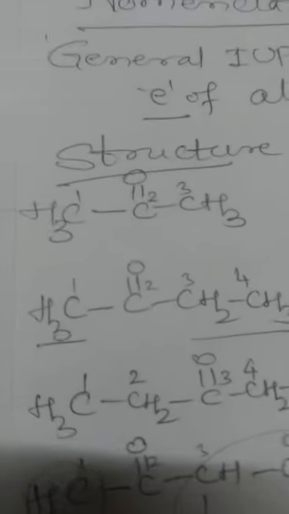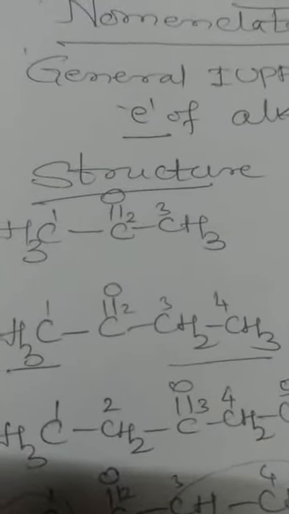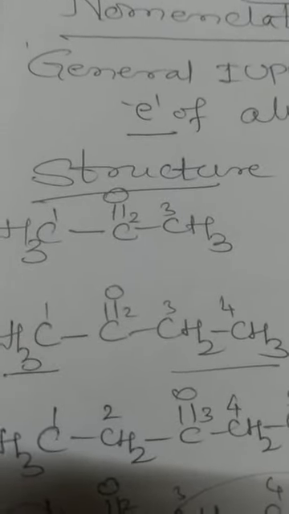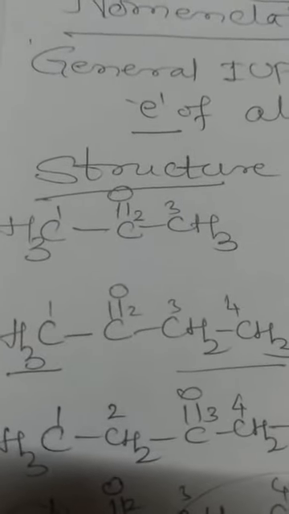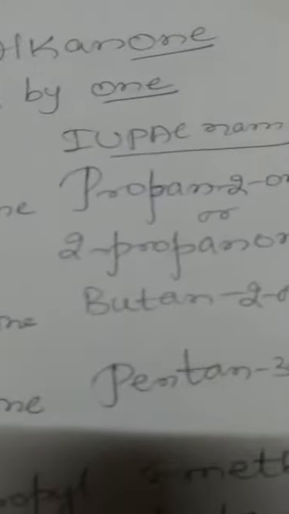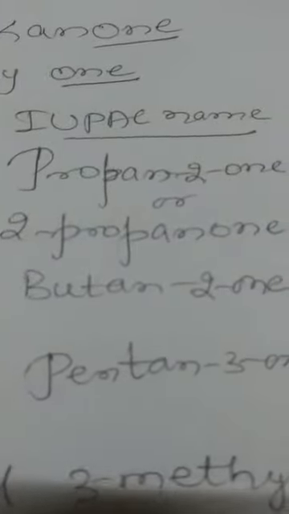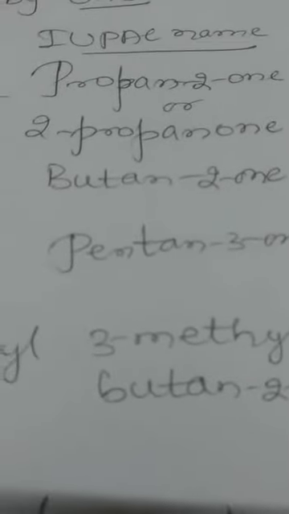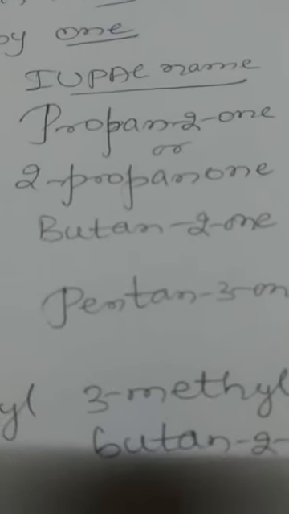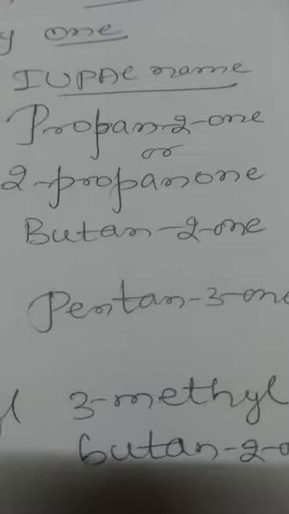Coming to the IUPAC name, the parent chain has 4 carbon atoms and the second carbon is the carbonyl carbon. Hence it is butane 2-one or 2-butanone. Both are correct. The IUPAC name is butane 2-one.